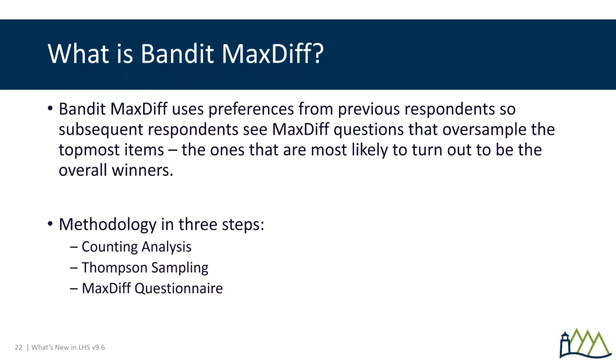Bandit MaxDiff is going to use the preferences from previous respondents so that future respondents see MaxDiff questions that really oversample on the topmost items. And the greatest part about this is that it's done on the fly using simple logic that Zach will show you in a few minutes within Sawtooth Software. You don't have to stop the survey a couple of days in and then see which ones are the winners and then only put those in the design. It all happens automatically for you in 3 steps. We use a counting analysis based on prior respondents and some Thompson sampling, and then we put those into the MaxDiff survey.